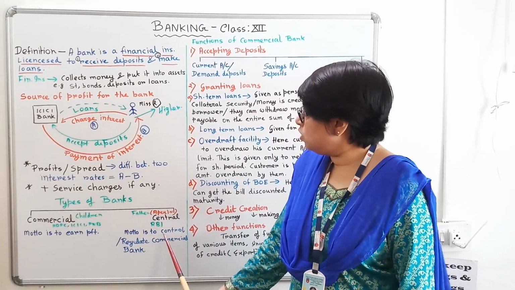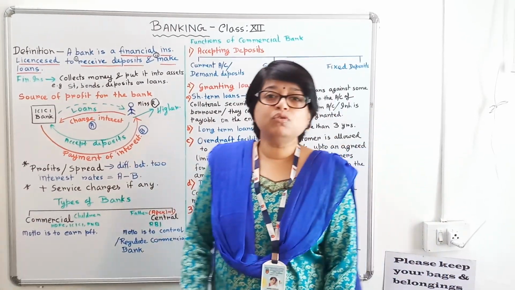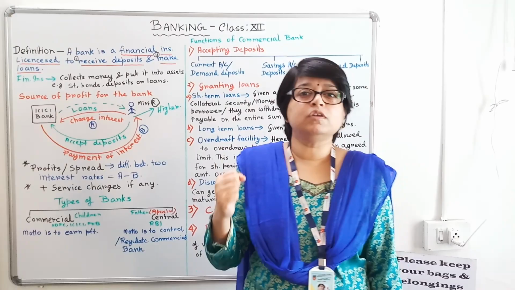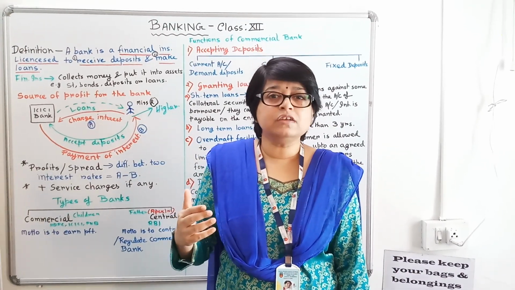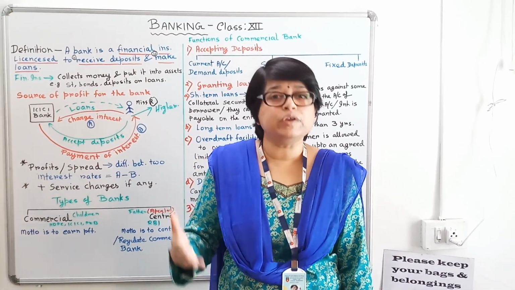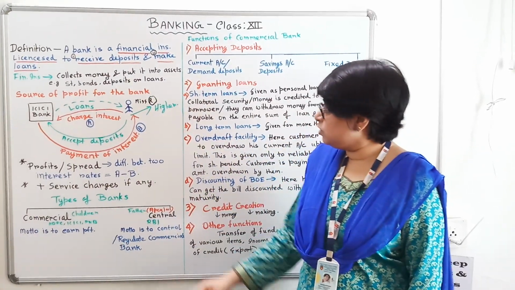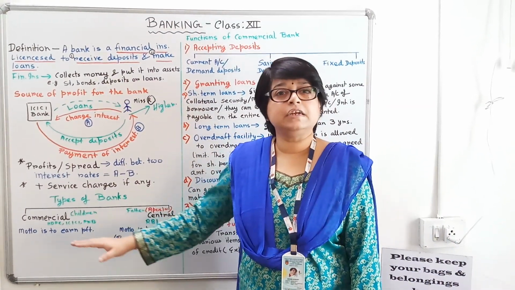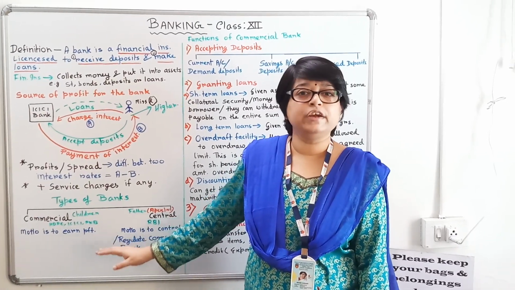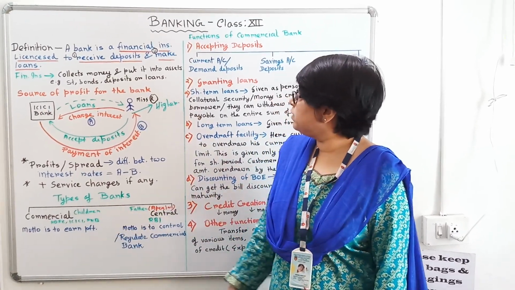And what is the motto of the central bank? The motto of the central bank, or the motto of the father, is what? To regulate the children, to control the children, to monitor the children. This is what happens with the central bank. So I think the types of banks are also clear to you. There is no confusion about it.